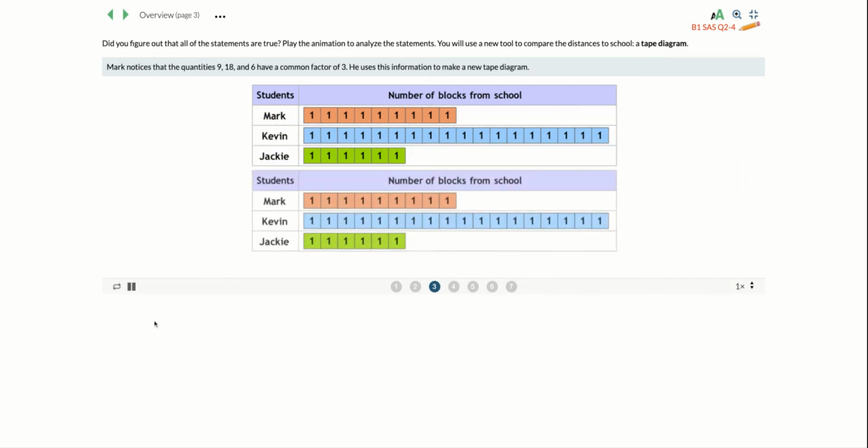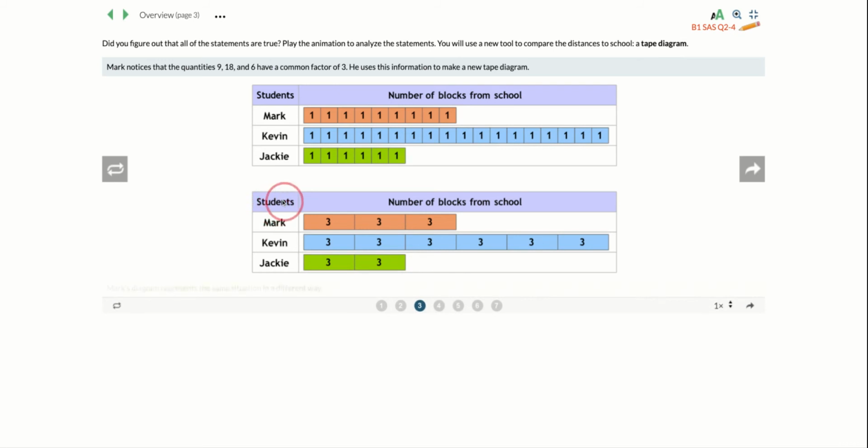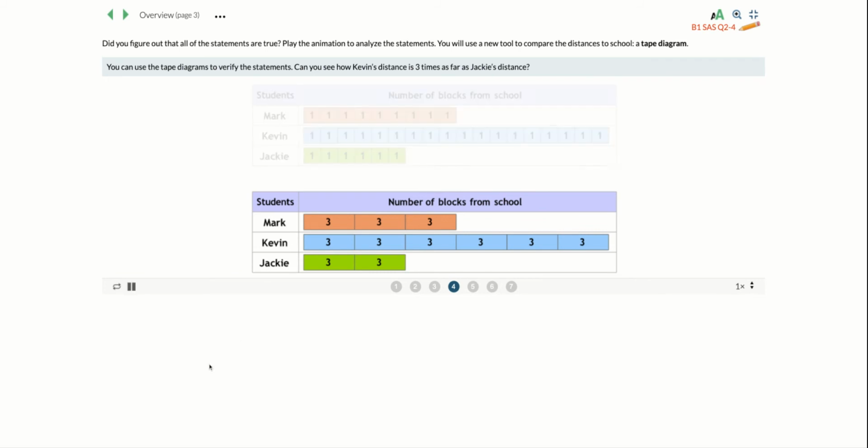Next, we could represent the same tape diagram in a different way. What we've decided to do here in this second tape diagram, it's still a tape diagram, but we've grouped 3 of the blocks together and noted it by a bigger block with a 3. Here with Jackie, she has 2 groups of 3. So she has a bigger box with 3, and another bigger box with 3. So she has a total of 6. This is going to help us to compare some of the statements.